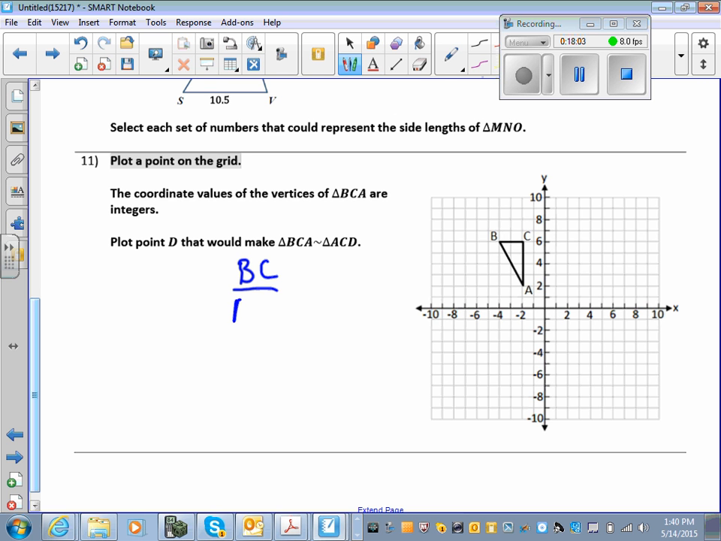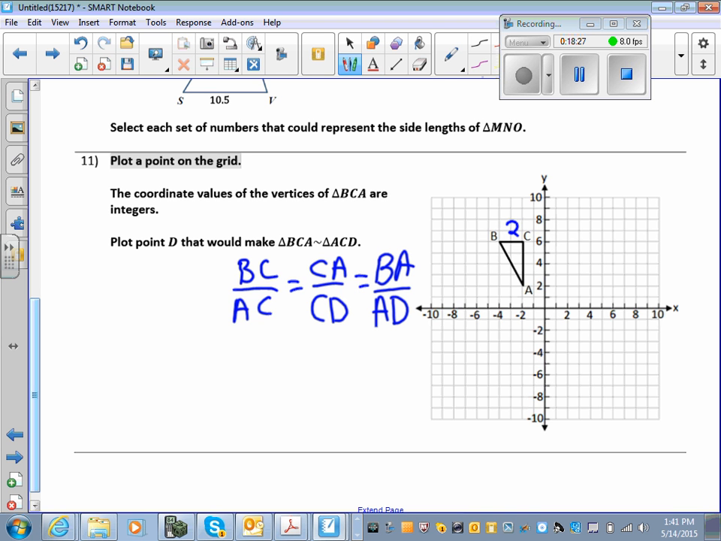AC, good job. It's going to equal CA over CD equals BA over AD. So this is my ratio. I don't know ACD, but I know BCA. So what is the ratio of BC? What's the length of BC?